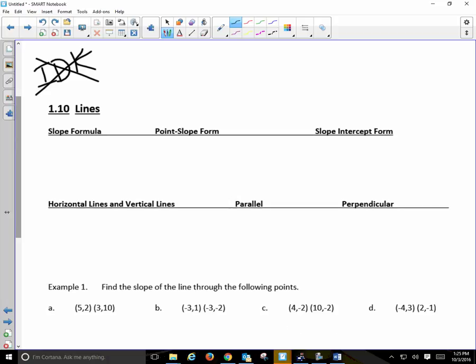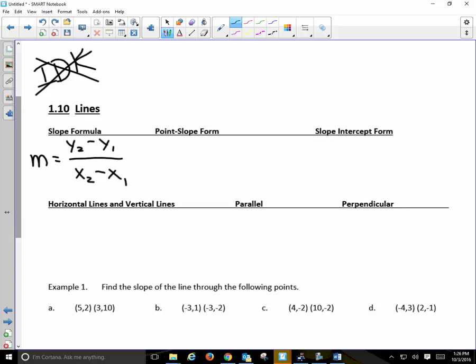All right, so slope formula. We got this. Slope is y sub 2 minus y sub 1 over x sub 2 minus x sub 1. Could I write it y1 minus y2? Yes, but if I did, then you have to switch the x's as well.